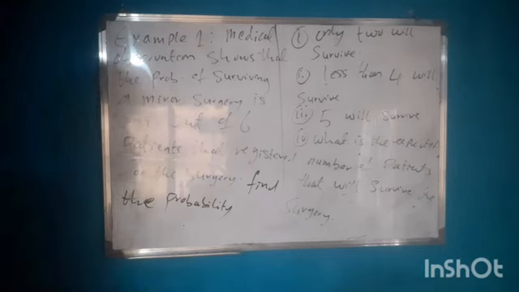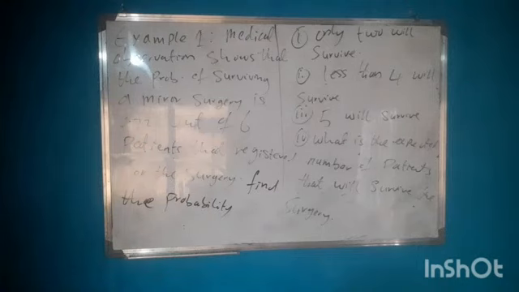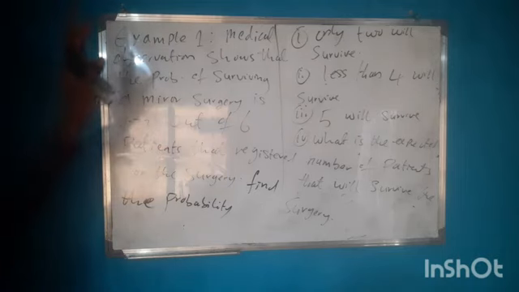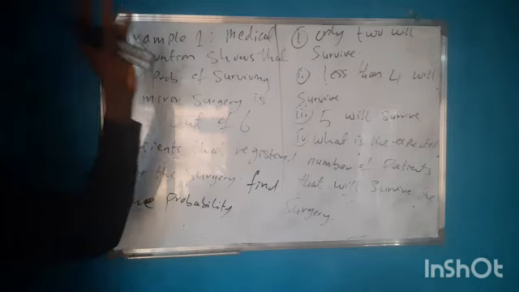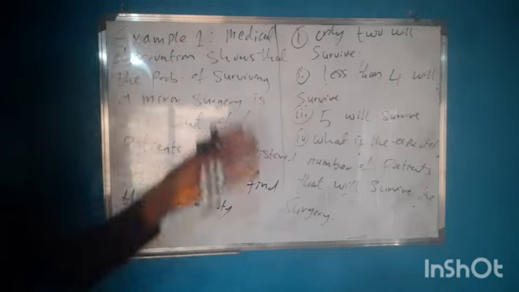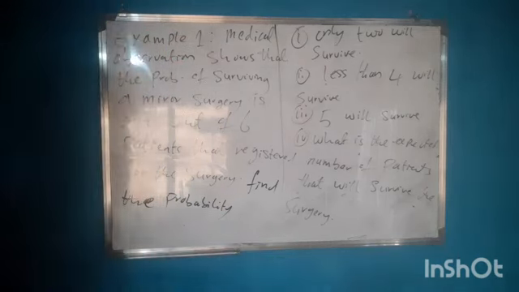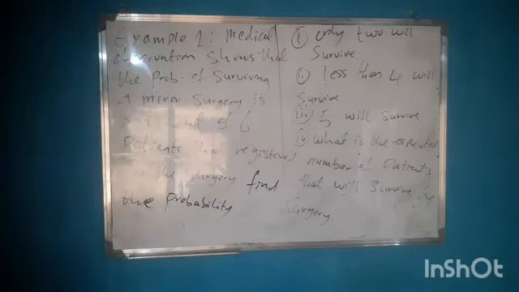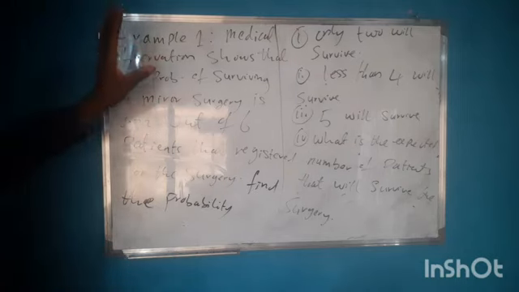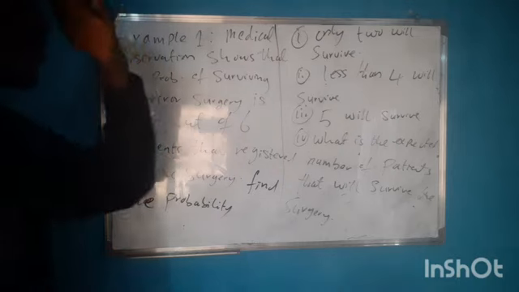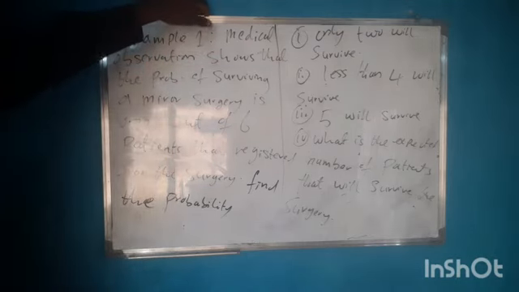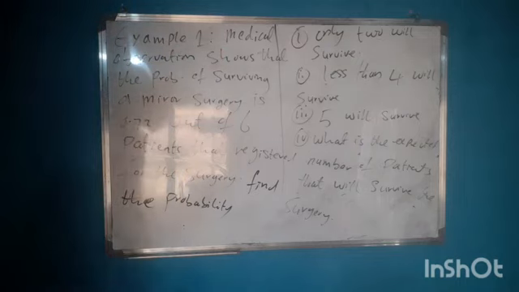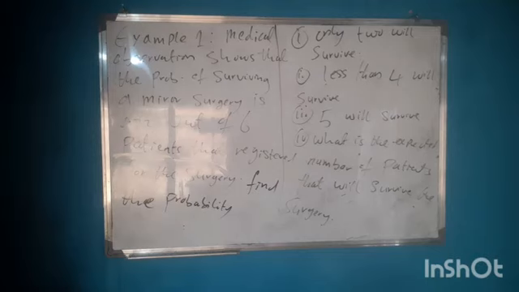So let's start. Looking at these questions, we know that it follows a binomial distribution because, number 1, it has 2 possible outcomes, which is what? Success and failure. The patient can either survive or not. And it has a finite repeated Bernoulli trial. That's what makes it follow a binomial distribution.